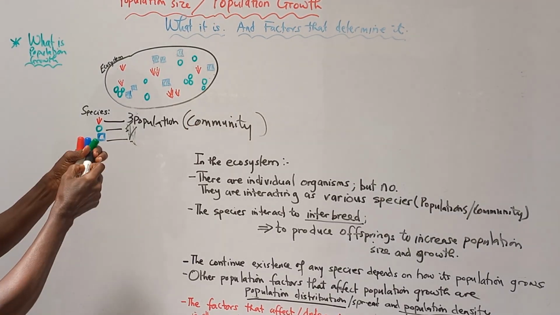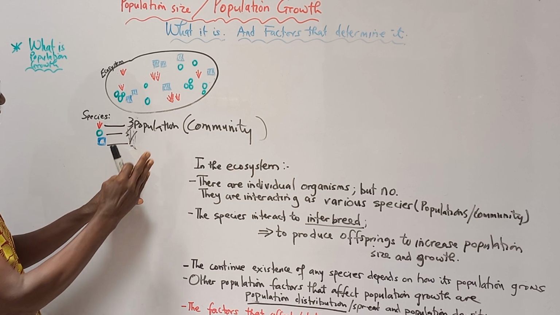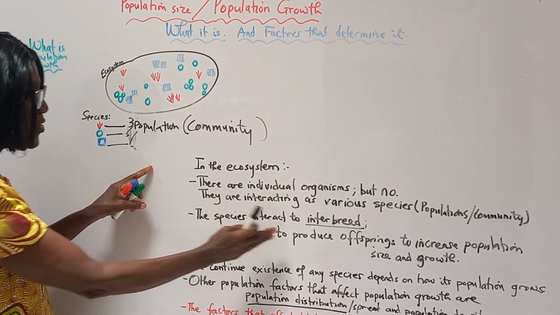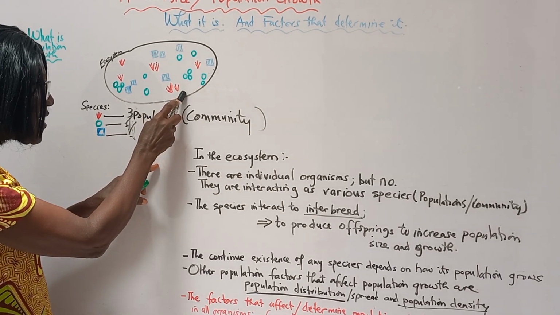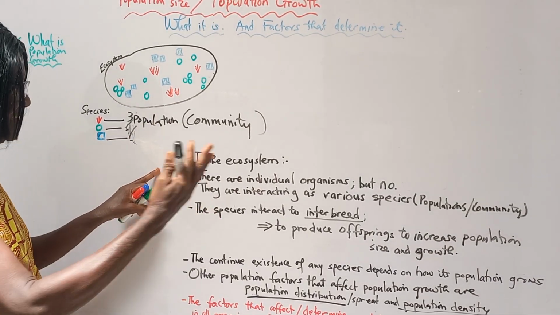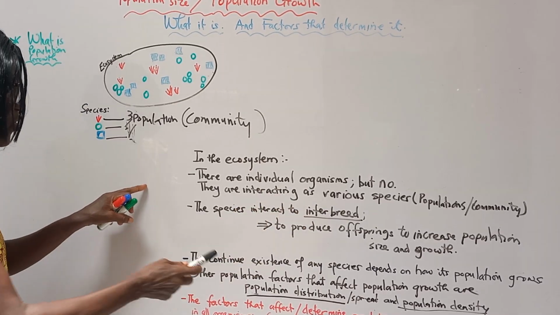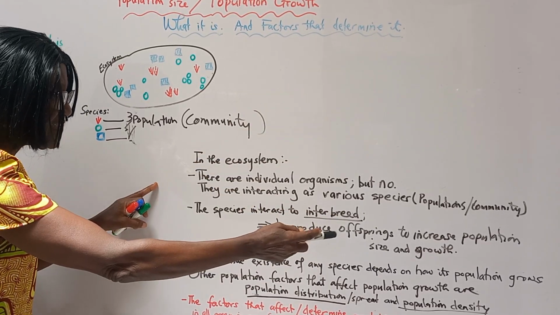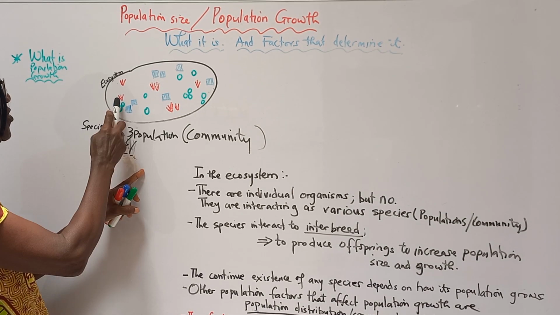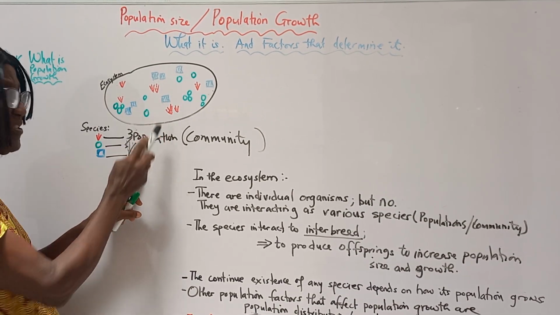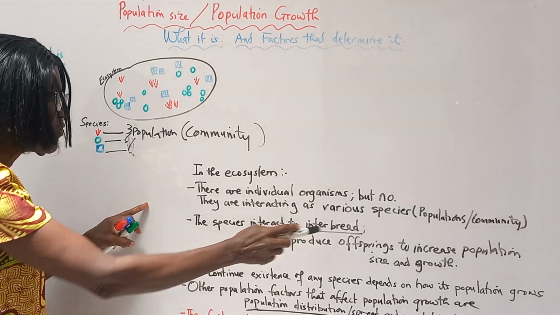So the organisms are there as individuals, but in actual fact, they are interbreeding to produce new offsprings. All right? So as they produce new offsprings, their numbers, their population size, increases and grows. And so as the population size increases, growth occurs. And you know, the continuing existence of the species depends upon how the population increases in size and grows.